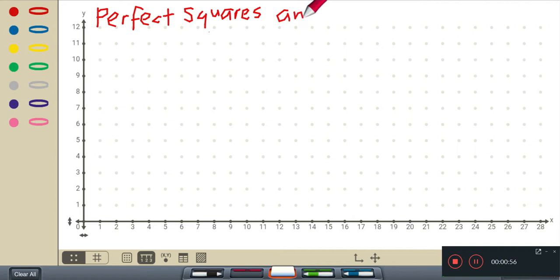And non-perfect squares. The meaning of the word non is not. So, non-perfect squares.